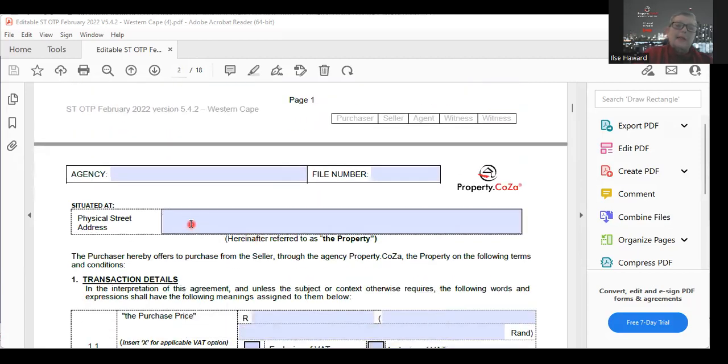Physical address. It's important here to know that this is your subject property. This is not the address of the buyer or the seller where they live. This is the property that you are selling. We put the physical address, that means the street address. Unit 2, Villa Bain, Langendorf Park Street, Bloemfontein, for instance.